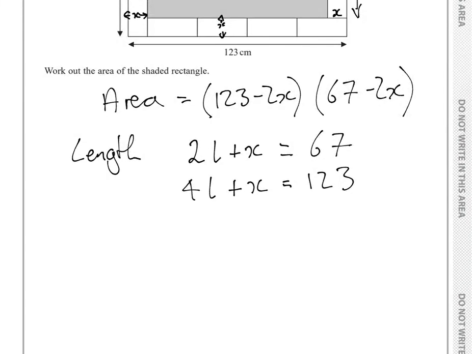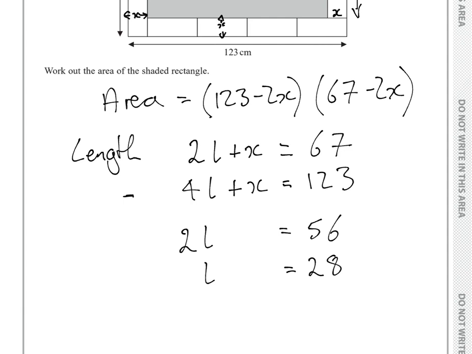So I'm going to subtract these. These look like simultaneous equations. I'm going to do the bottom one, take away the top one. I'm going to get 2l, and then I've got 123 minus 67 is 56. So I know the length is 28.